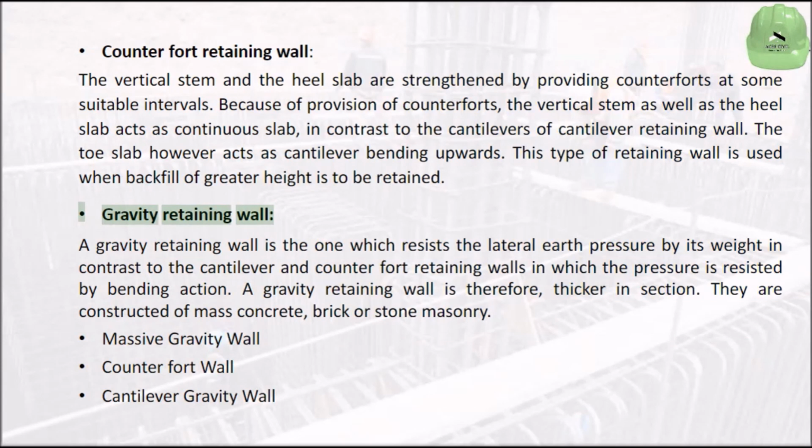Gravity retaining wall. A gravity retaining wall is one which resists the lateral earth pressure by its weight, in contrast to the cantilever and counterfort retaining walls in which the pressure is resisted by bending action. A gravity retaining wall is therefore thicker in section. They are constructed of mass concrete, brick or stone masonry. Massive gravity wall. Counterfort wall. Cantilever gravity wall.